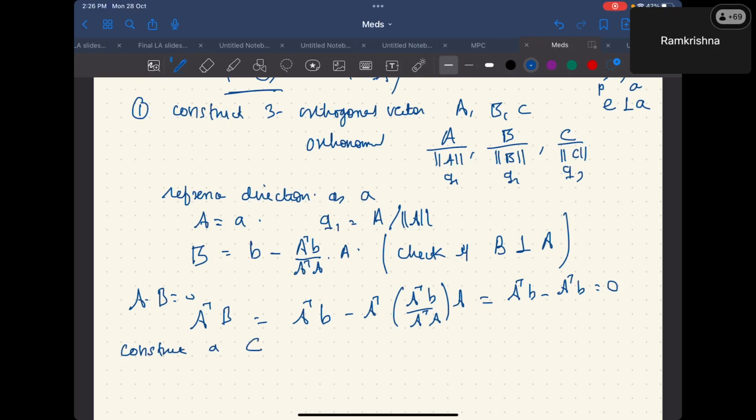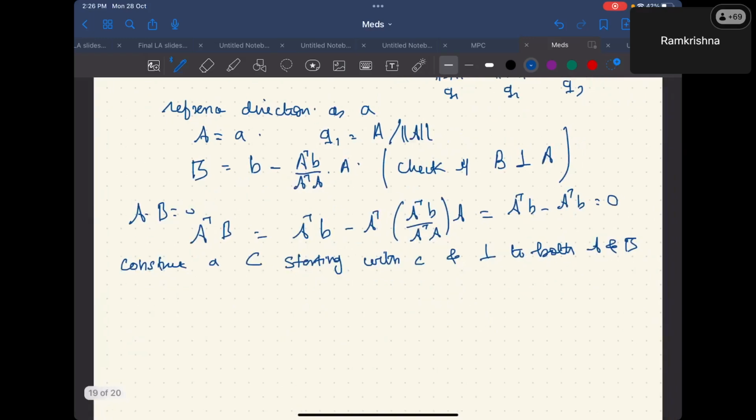Now construct a capital C, starting with a small c, and which is perpendicular to both A and B. How do I do this? Again, nice. So C is c minus A transpose c over A transpose A times A. I'm subtracting first the error vector in the A direction and then the error vector in the B direction, B transpose c over B transpose B times B.